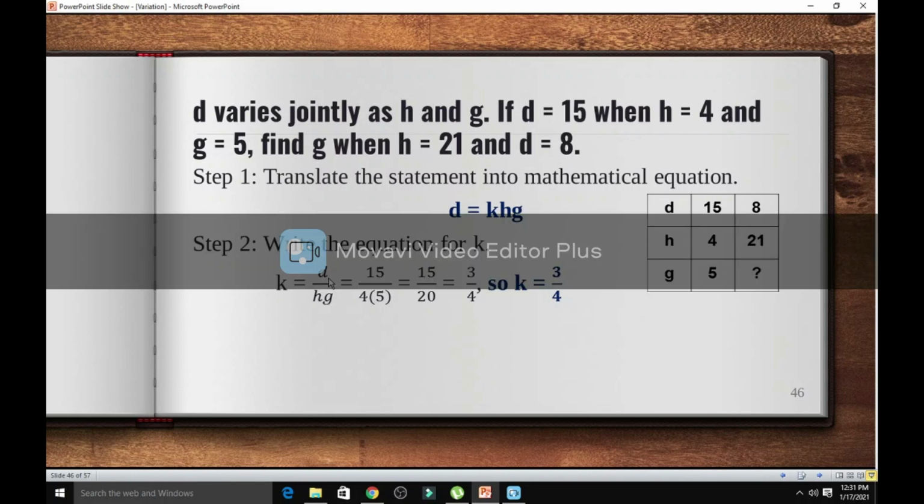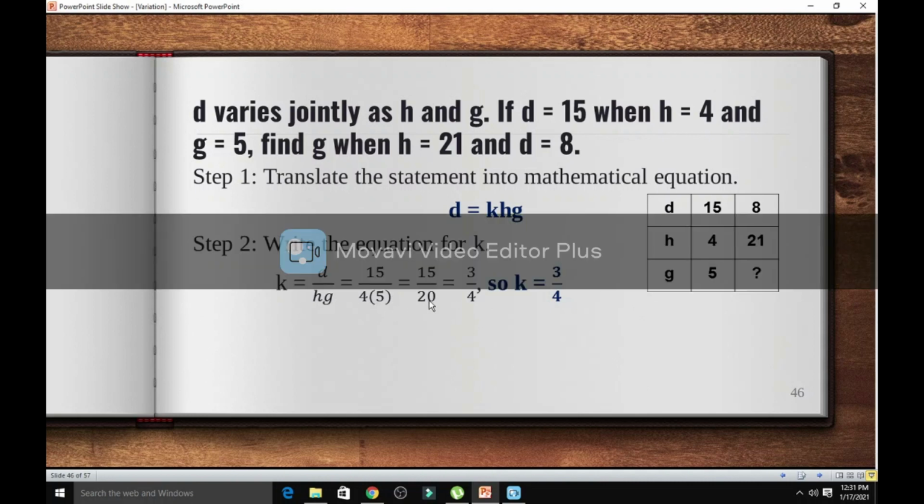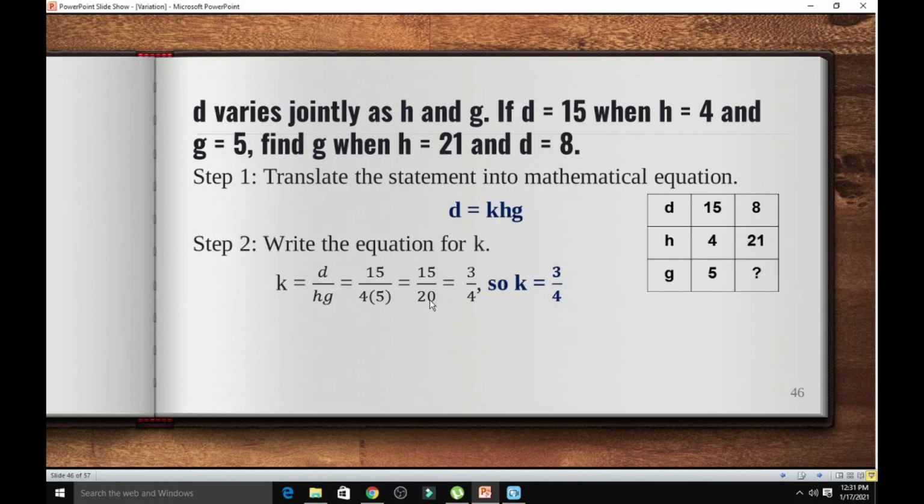So, substitute lang natin yung values ng D, H, and G. Ito yon, yung tatlo. So, D is equal to 15, H is equal to 4, and G is equal to 5. So, 15 over 4 multiplied by 5. Simplify lang natin yung denominator. So, copy the numerator 15. 4 times 5, that is equivalent to 20. So, 15 over 20, pwede nating paliitin, isi-simplify. Both numbers are divisible by 5. Pag dinivide natin parehas sa 5, we will have 3 over 4.